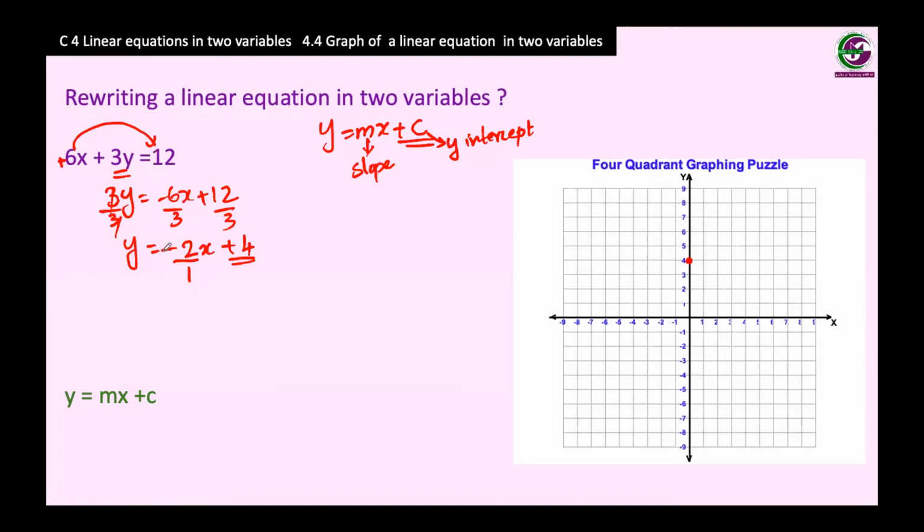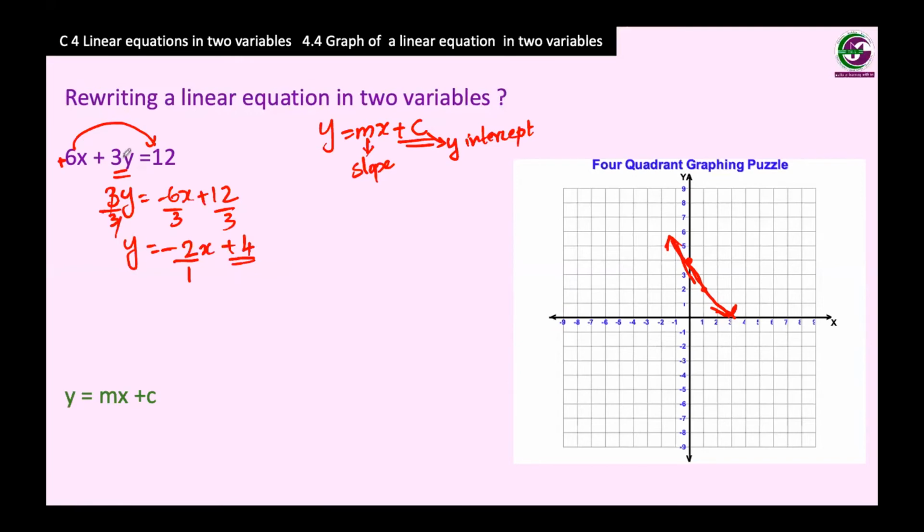So what you have to do is just move 2 steps down. Because it is negative, go 2 steps down. And then what is the denominator? 1. This number will always tell you to move how many steps forward. So 1 step forward. So 1, 2, and 1 step forward. And this is the line of this graph. This is the line for the given equation.